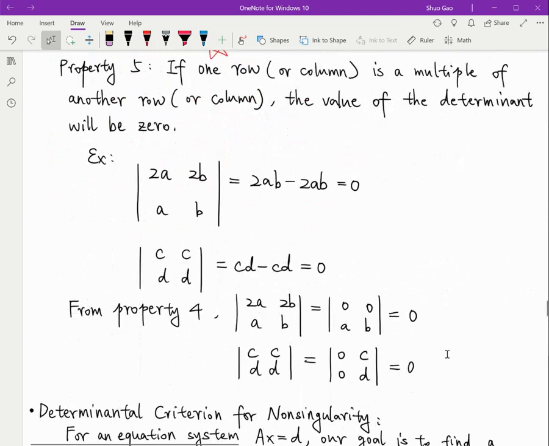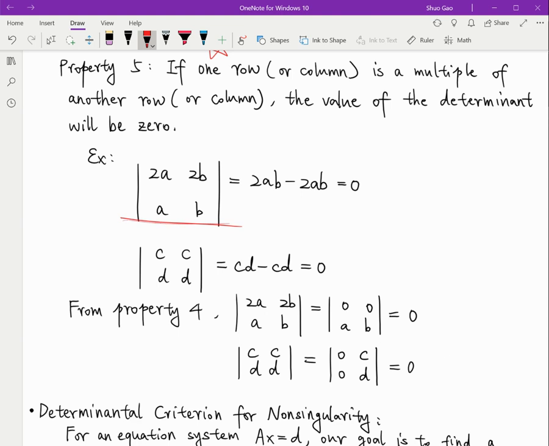And property 5, if one row or column is a multiple of another row or column, the value of the determinant will be 0. So for example, if our matrix is like this, 2A, 2B, A and B, so the first row is just twice the second row. Right, so if this is the case, then the determinant will be just 2AB minus 2AB, which is 0.